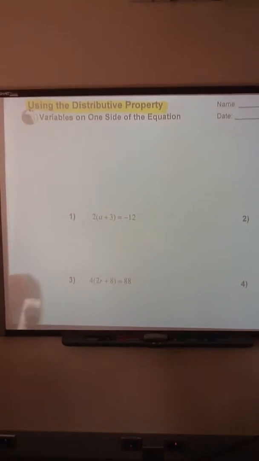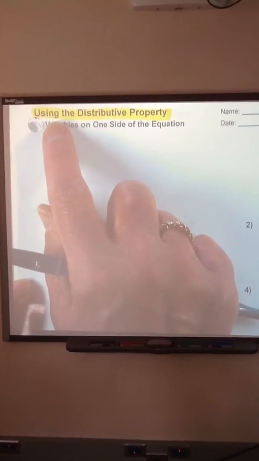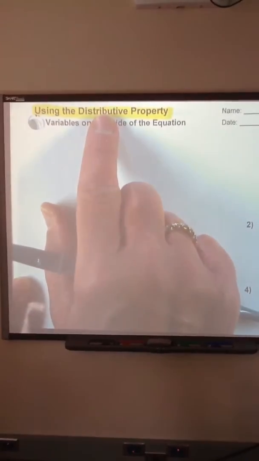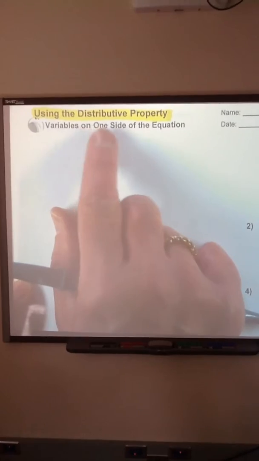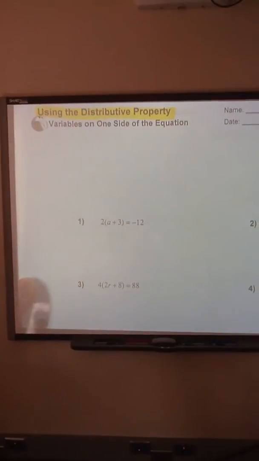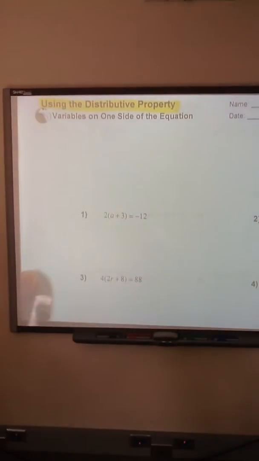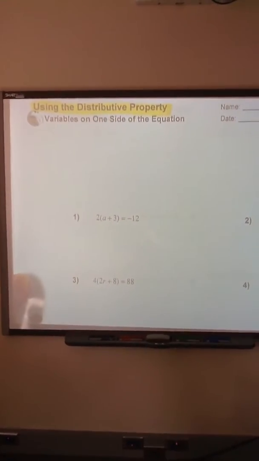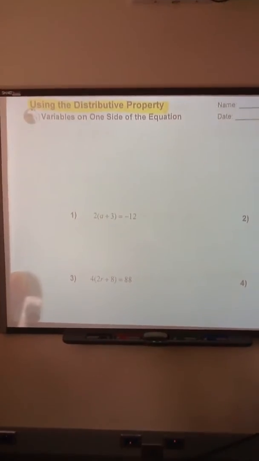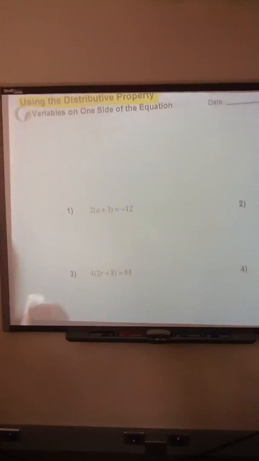In this lesson, you will learn how to solve an equation in which you have to use the distributive property. In all of these problems on this worksheet, the variables will be on one side of the equation. Remember that when you use the distributive property, you are going to take the number that is in front and distribute it to each term inside the parentheses. So we will start with problem number 1.